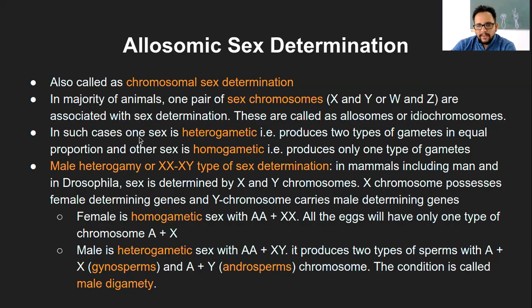Now, in such cases, one sex is heterogametic. Heterogametic means it produces two different gametes. For example, when a male produces sperm, half of the sperms will have the X chromosome and half will have the Y chromosome. That is heterogametic: one individual producing two different gametes, in equal proportion. The other sex is homogametic, like the female in humans, which will produce only one type of gamete.